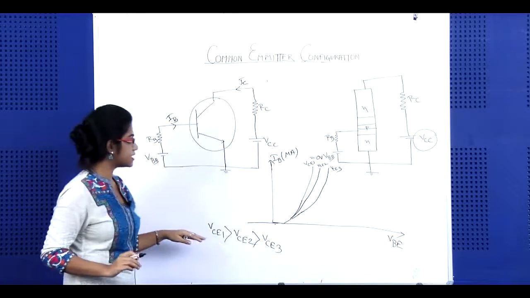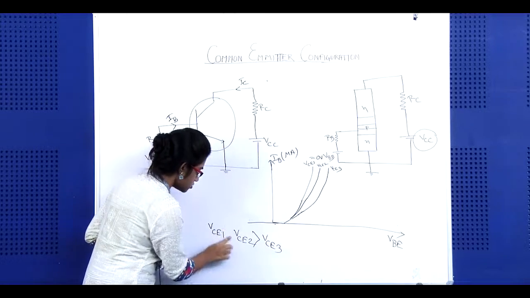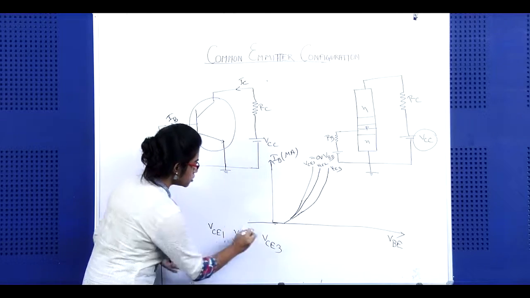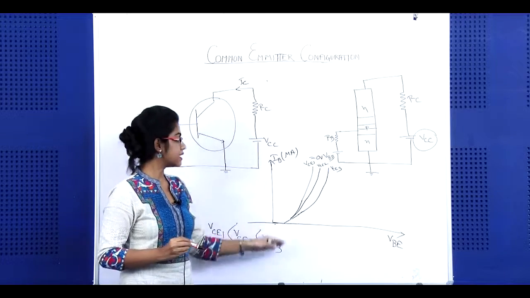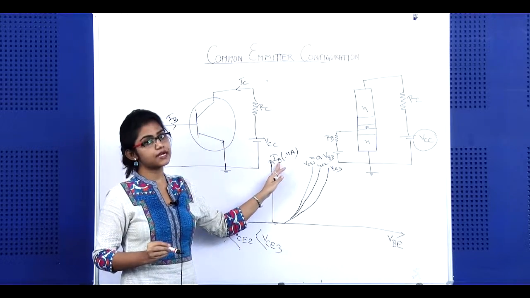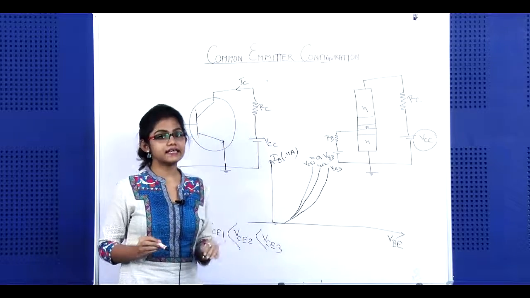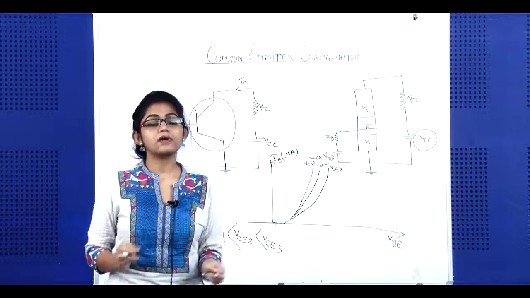So, when we increase the common emitter voltage, the IB current, or base current, will decrease. This is all about the input.